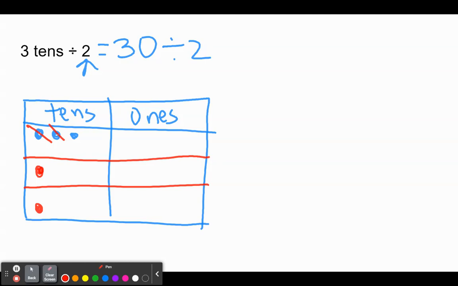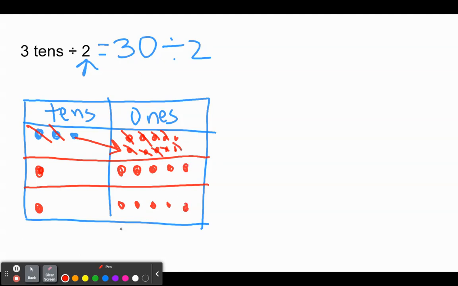But now what I can do is take this ten and break it into 10 ones. So now that 1 ten can turn into 1, 2, 3, 4, 5, 6, 7, 8, 9, 10 ones. So let's start dividing up our ones. I can put those 2 there. I have some more to put in each of my groups. I can put down 2 more in each of my groups. Another 2 in each of my groups. And another 2 in each of my groups.